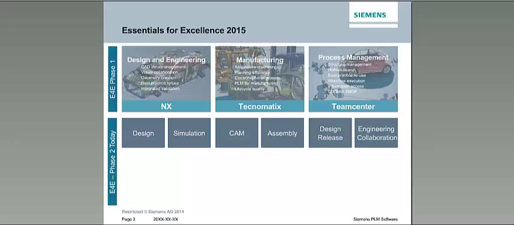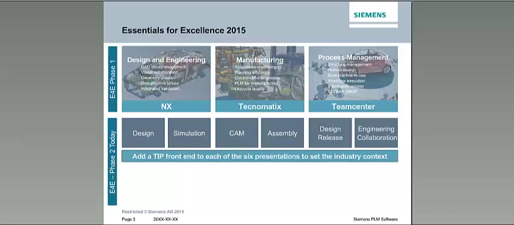So what we did is, for E4E phase 2, as of today, we did split all of these domains into 2. So for design and engineering, we have now 2 domains. We have design and simulation. For manufacturing, we have chem and assembly. For process management, we have a design release and the engineering collaboration. And that gives us way more possibilities to now really focus on a target audience with just one topic.